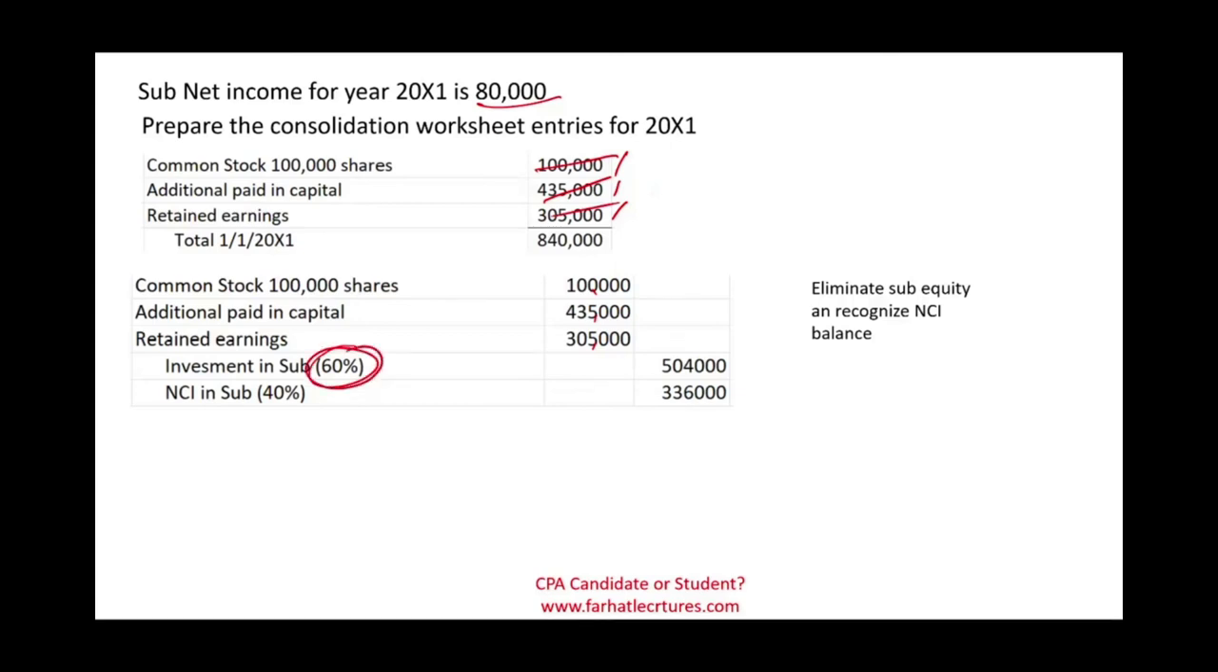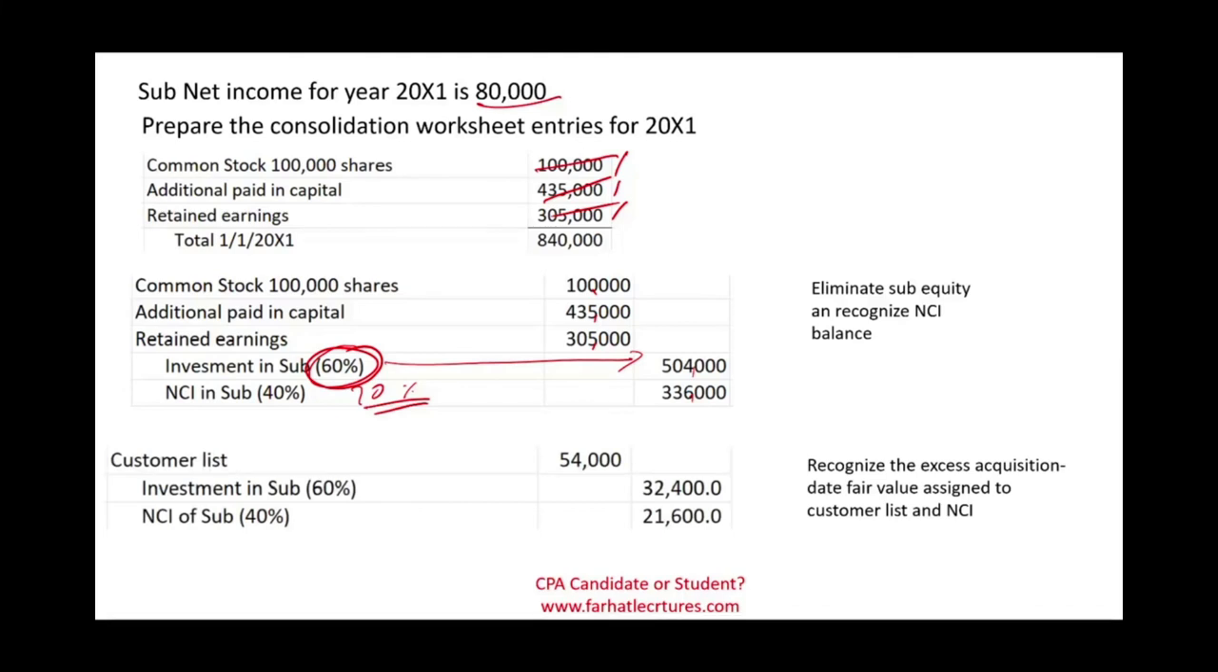Now, our investment in sub is only 60%. Therefore, we credit investment in sub 504. Now, make a note of this because you're going to be crediting the investment account. And you credit NCI in sub 40%, 336. Now, the sub ownership went up. The NCI share used to be 20. Now, it's 40.